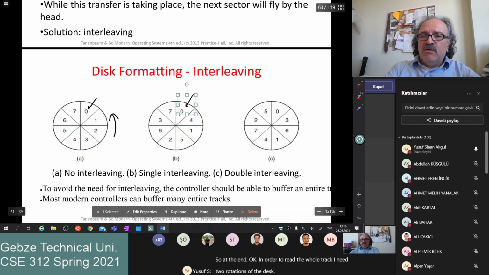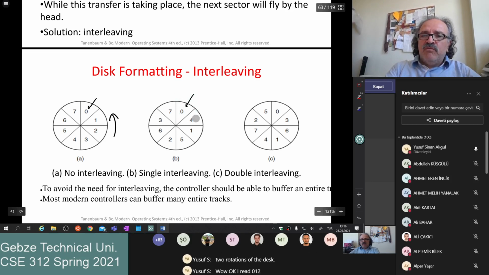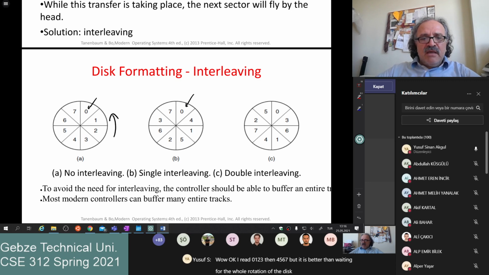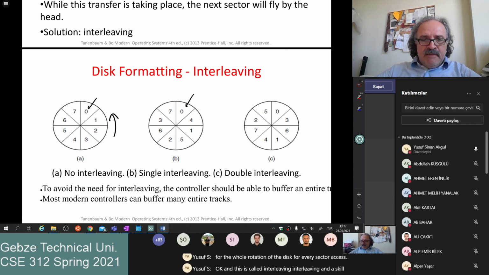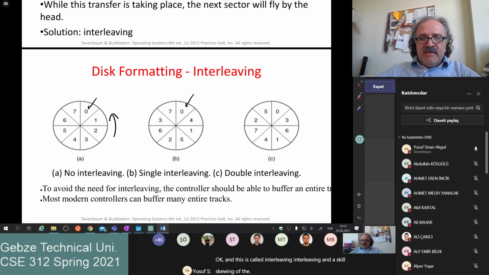I read 0, 1, 2, 3, then 4, 5, 6, 7. But it is better than waiting for the whole rotation of the disk for every sector access. And this is called interleaving. Interleaving and skewing of the sectors are 2 very common hard disk organization techniques to make things more efficient.